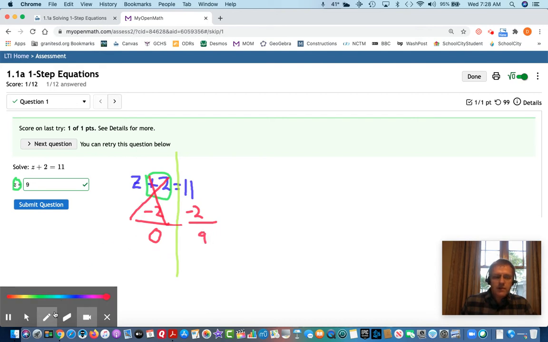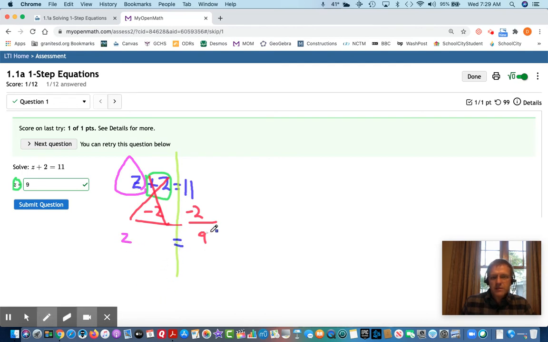So let's see what we have. Now, what happened to the z? Well, the z is still there. The z didn't go anywhere. So we still have the z. We have plus 0. But do we have to write plus 0? No. In fact, let's get rid of the 0. And then we still have the equal sign. So we have z is equal to 9, which is what you saw to begin with.